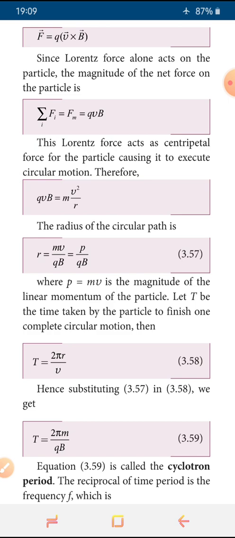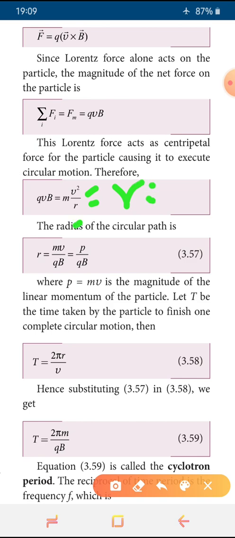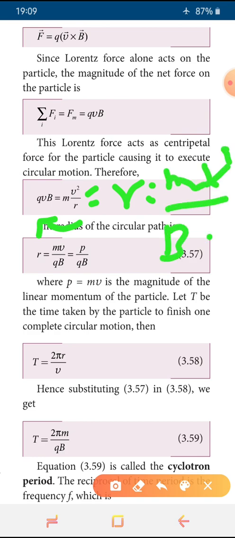So what is the formula? BQV is equal to mv square by r, and from this r is equal to, you send the r to the left hand side and BQV to the right hand side. So already mv square is there, divided by BQV.